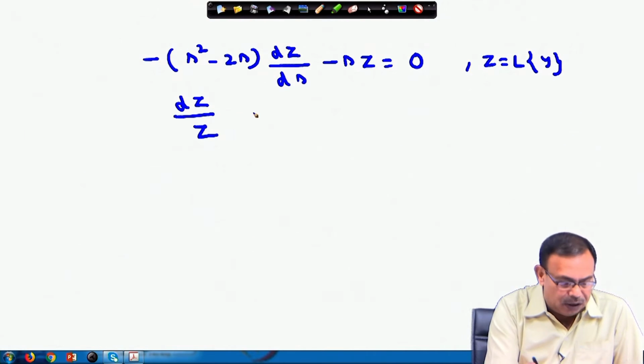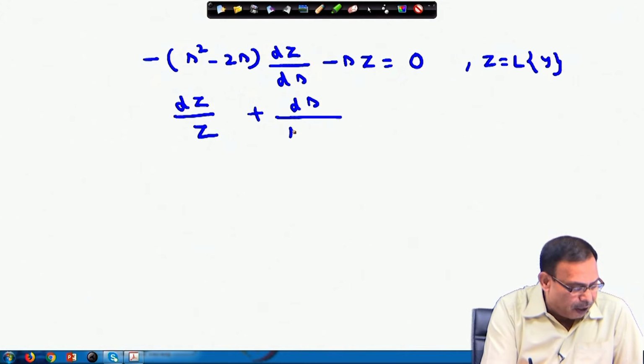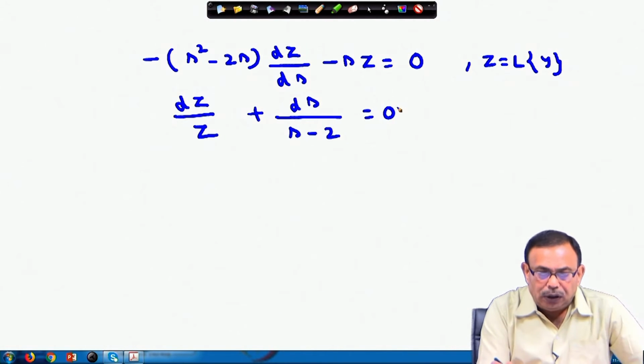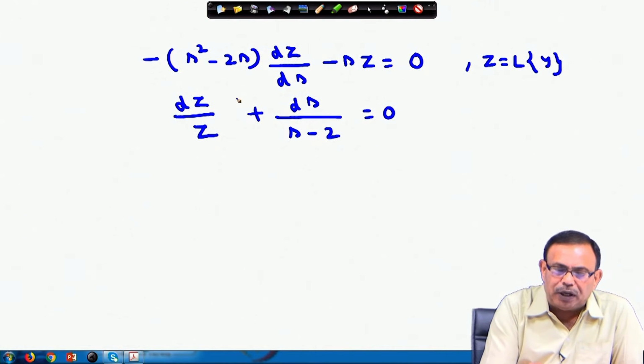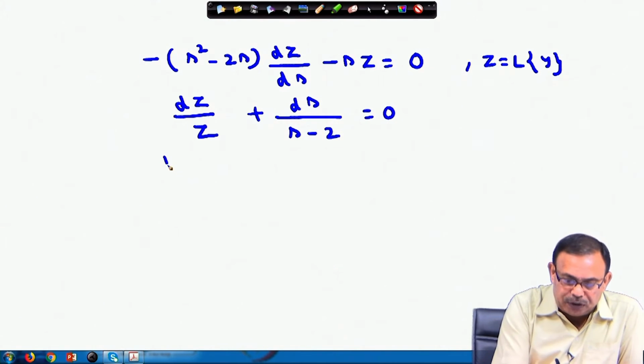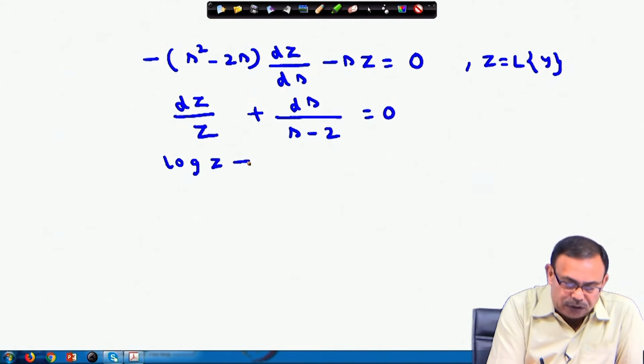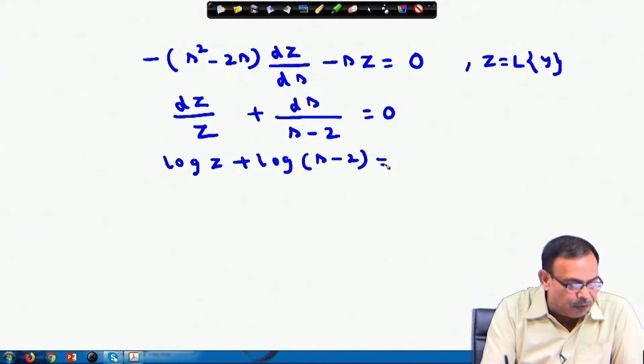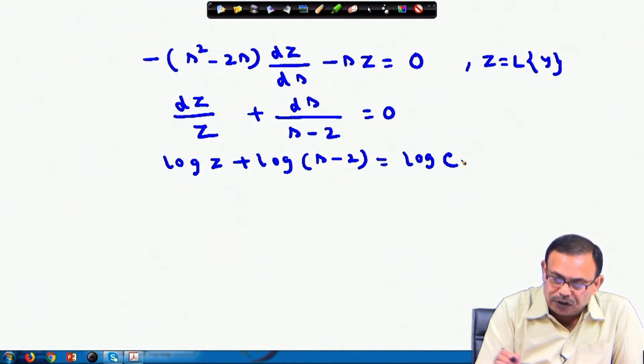So, dz by z plus it will be simply ds by s minus 2, this is equals 0. Now I have separated the variables. From here simply I can make it dz by z plus ds by s minus 2 equals 0. So, integrating both sides I will obtain log z plus log of s minus 2, this is equals some arbitrary constant, say log c.